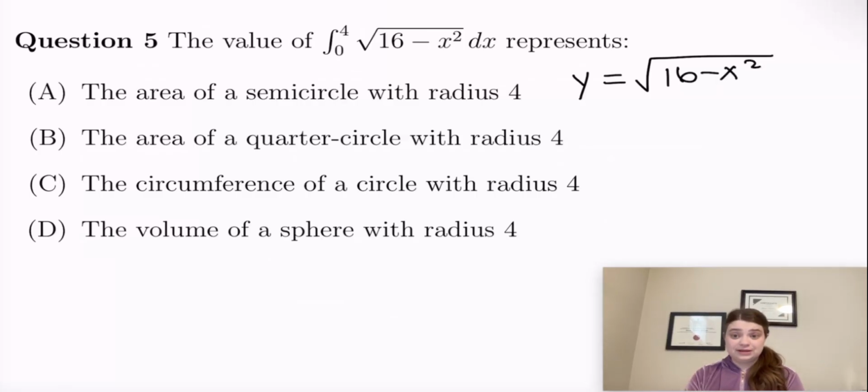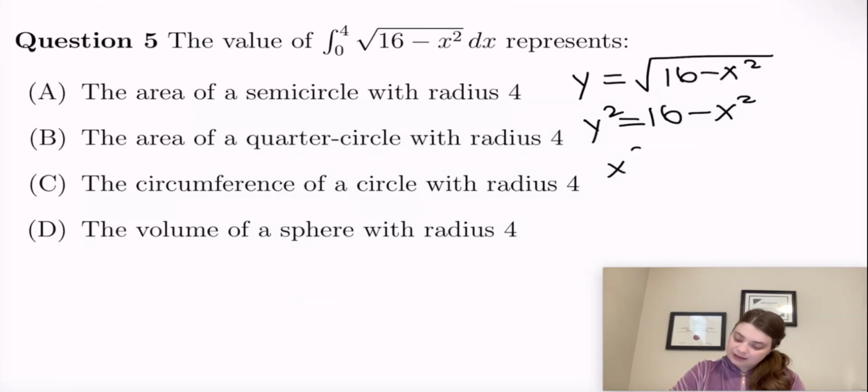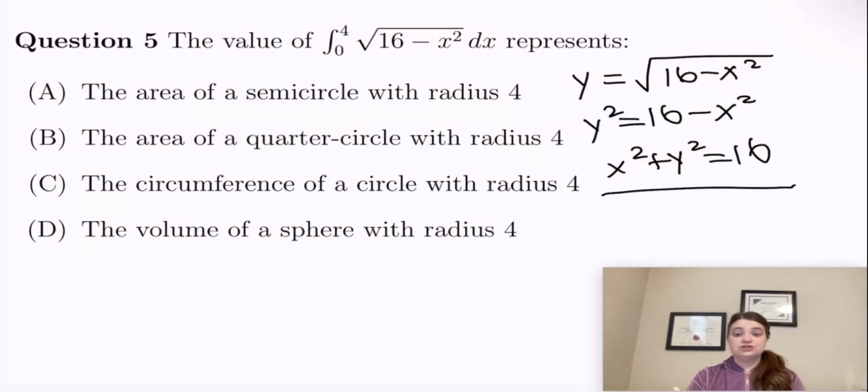If we rearrange this, if we square both sides, we get that y squared is equal to 16 minus x squared. And then if we add x squared to both sides, we get x squared plus y squared is equal to 16. And recall that this is just the formula for a circle that has radius of root 16, which is 4. So a circle of radius 4 that has the center at the origin. That is what this equation is representing.